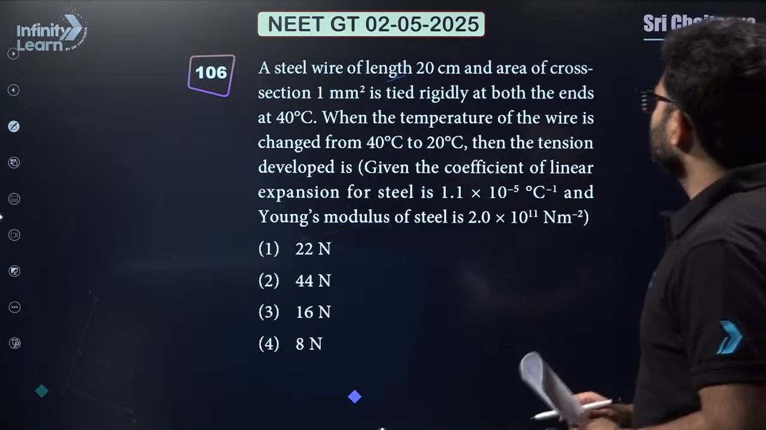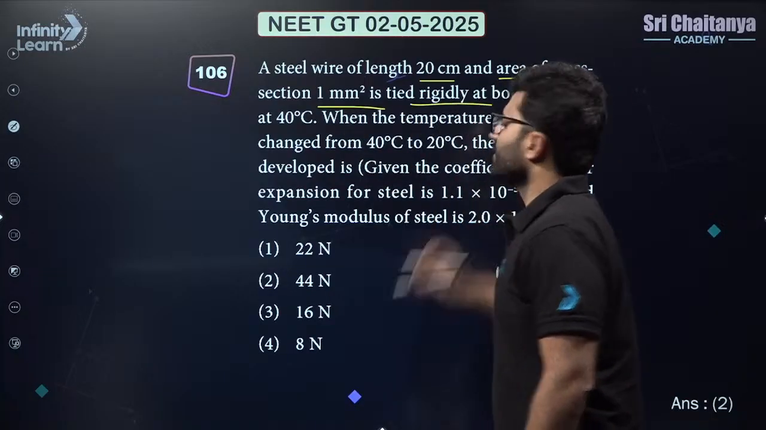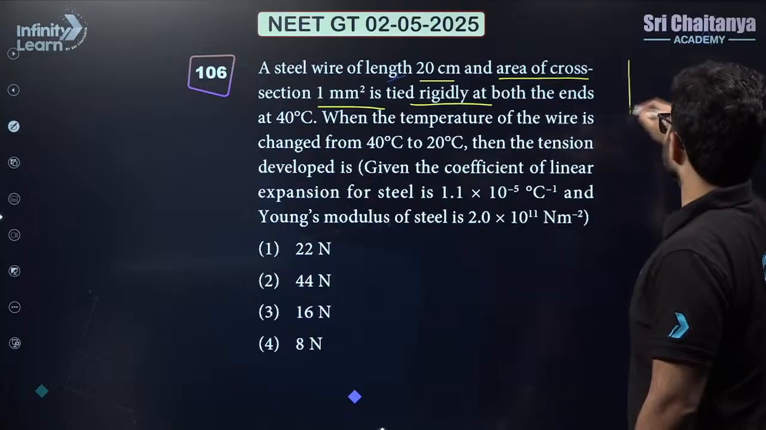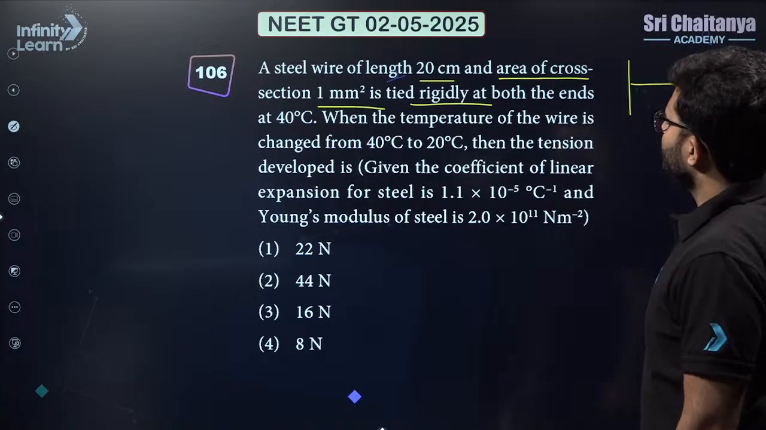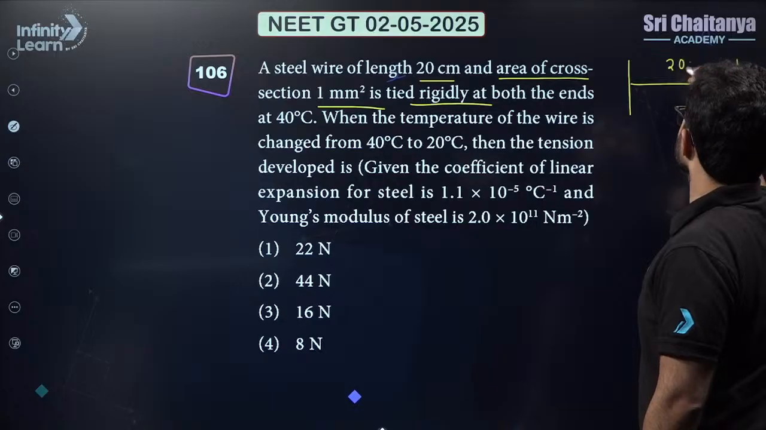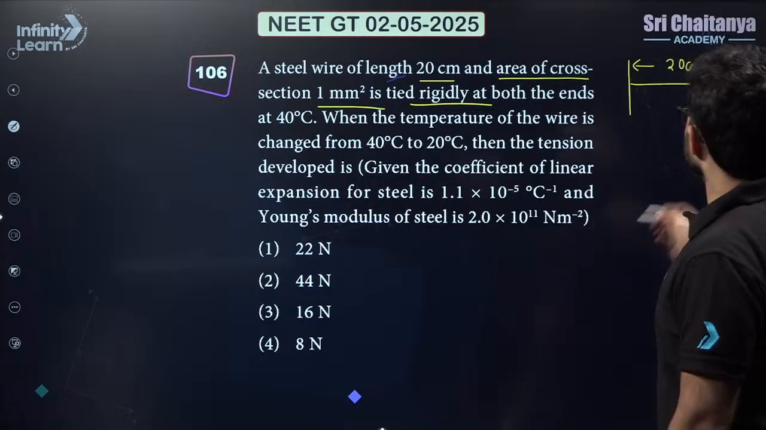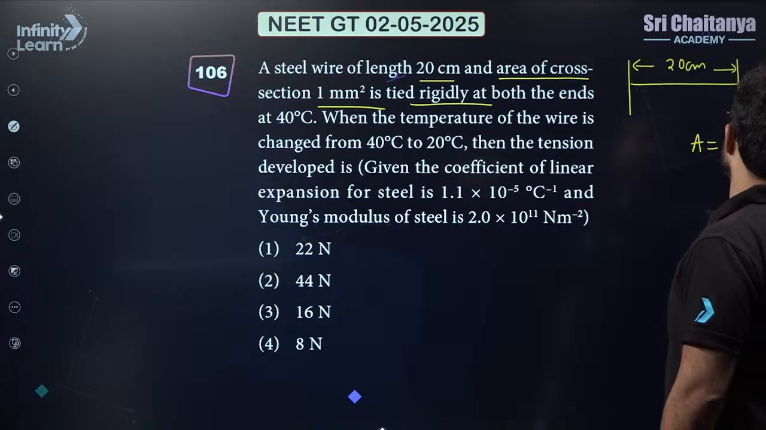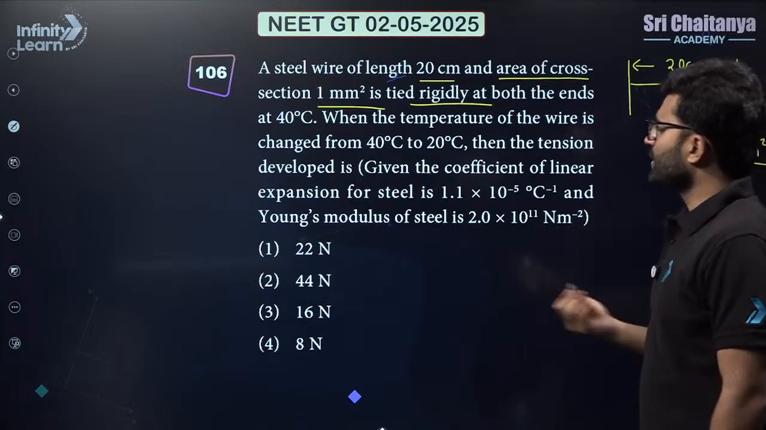A steel wire of length 20 centimeter and area of cross section 1 mm square is tied rigidly at both ends. So basically this is a steel wire, let's say. The length is 20 centimeters. Correct. Area of cross section is given to you. What is the area of cross section? That is 1 mm square. That is my area of cross section. Temperature is 40 degrees Celsius, fine.